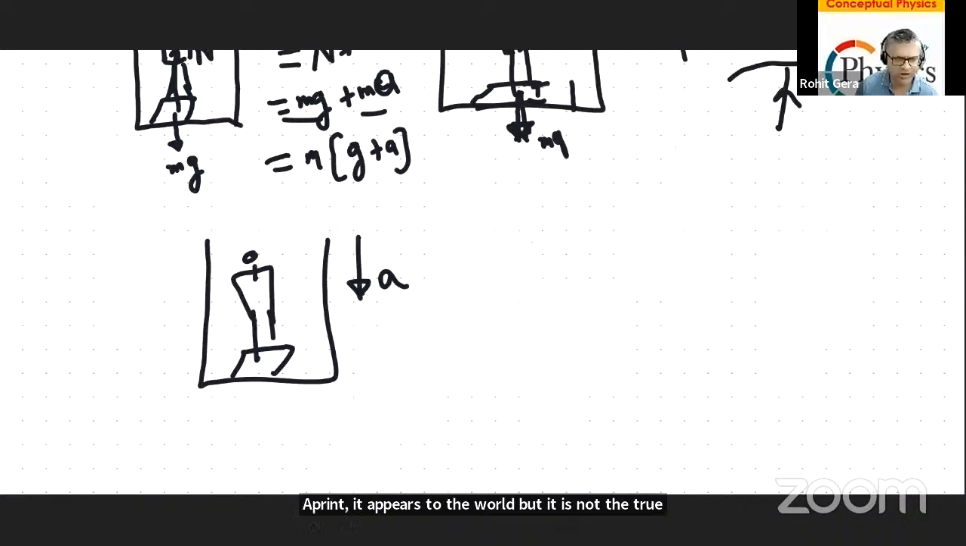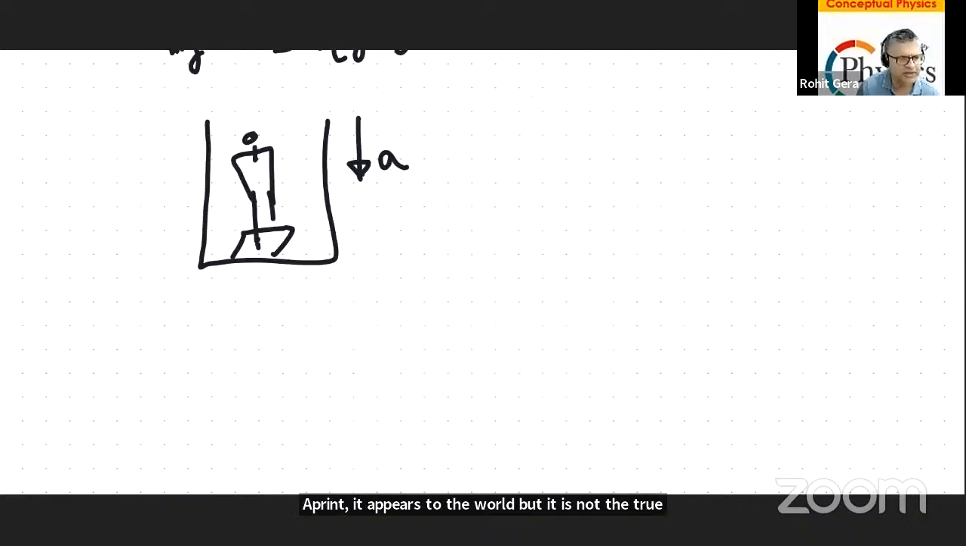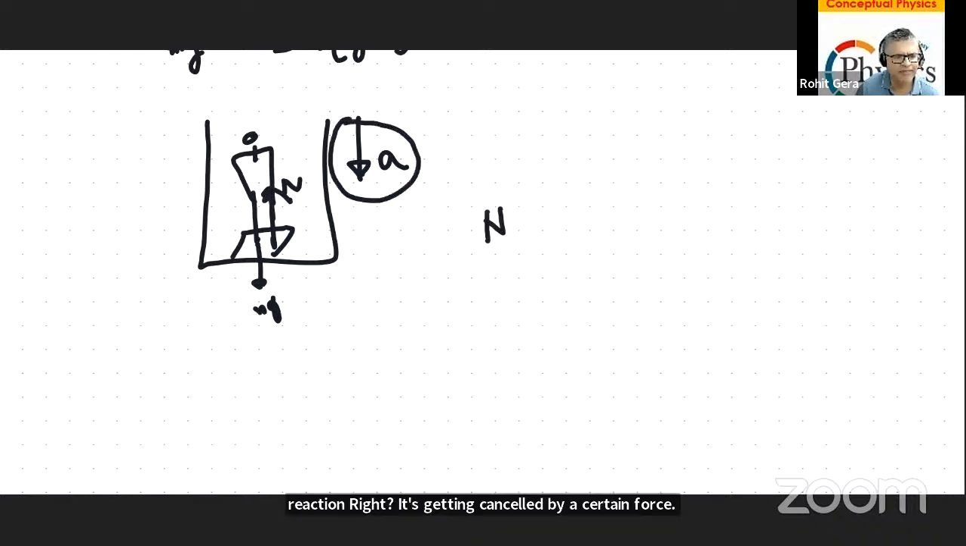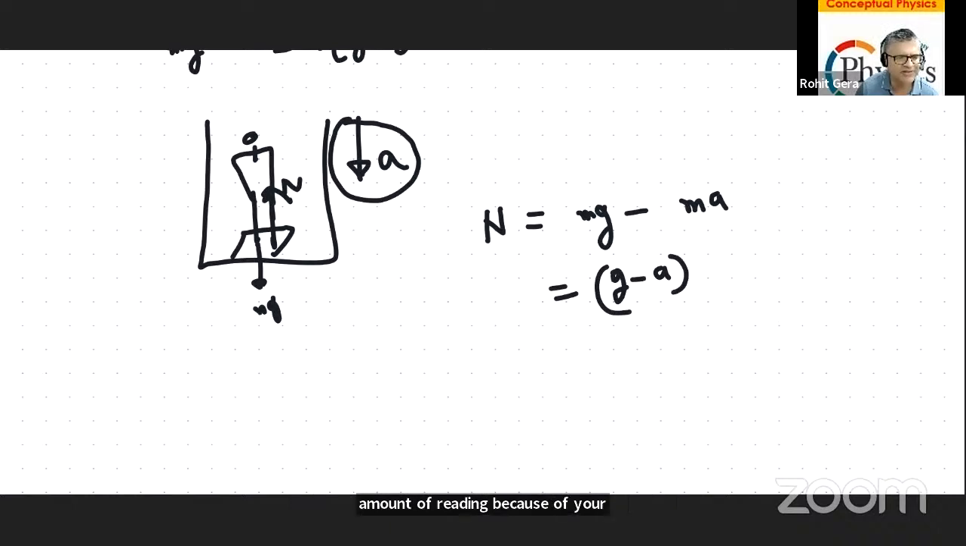If the acceleration is downward, he is still mg and this is N, and he is standing there. So if we notice, the normal reaction is getting cancelled by a certain force. So it will be mg minus ma. So you will see slightly less amount of reading because your normal reaction is reduced by an amount. Normally you would have measured this as your weight. You call the normal reaction as a weight, but it is getting cancelled by ma. The magnitude was this much, but got cancelled.